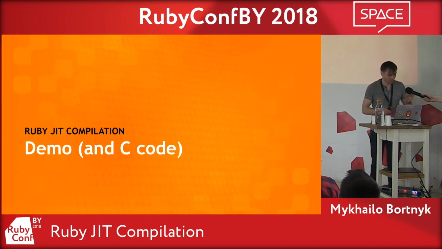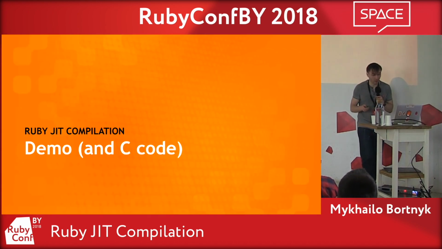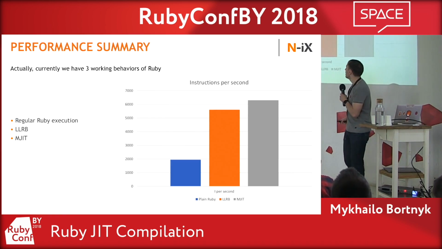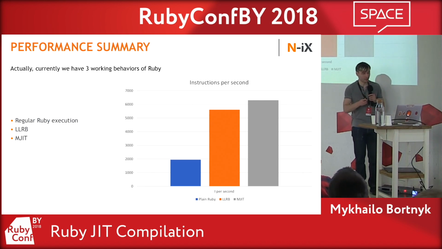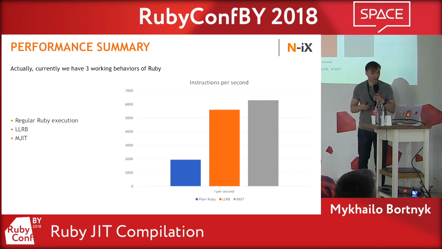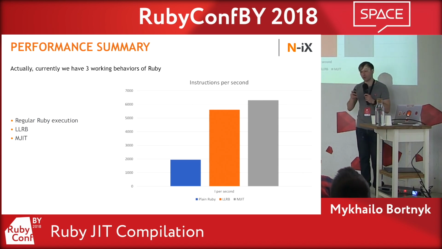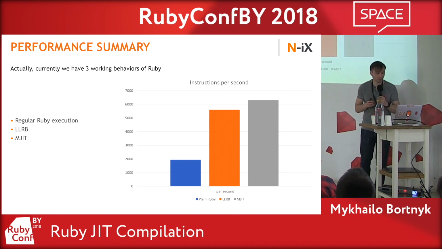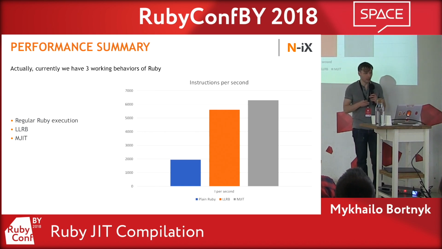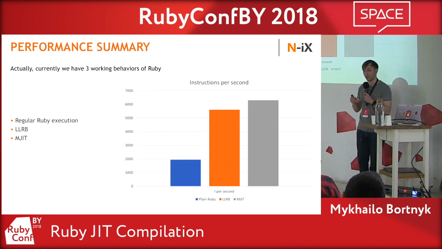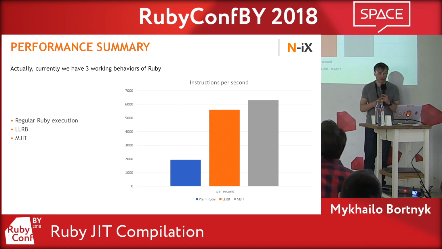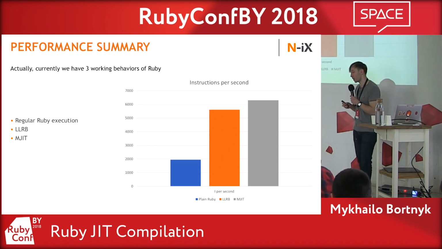Okay, and now about some numbers. So, plain Ruby had almost 2,000 instructions per second. LLRB had 5,500, and MJIT had almost 6,500 instructions per second for this very simple benchmark.